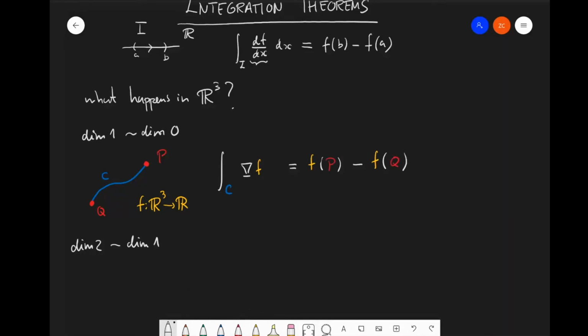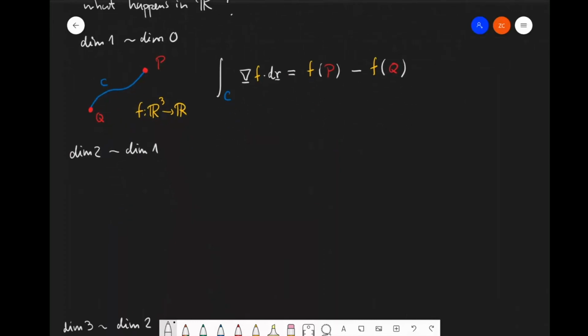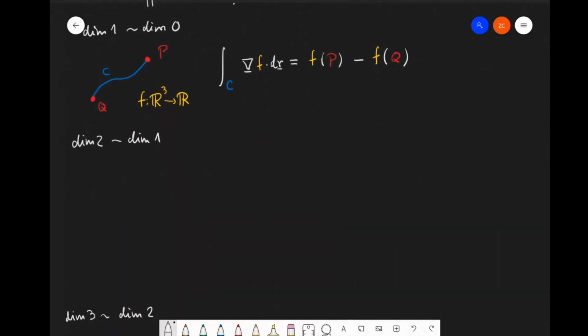Sorry, I forgot dr. Right, so from a function, we compute a vector field, which is the gradient. And so we have one notion of vector integral for a line, for a curve. So this is the line integral. So we take the line integral and that becomes the evaluation, right? Okay, so that's the one-dimensional integration theorem. What about the two-dimensional?